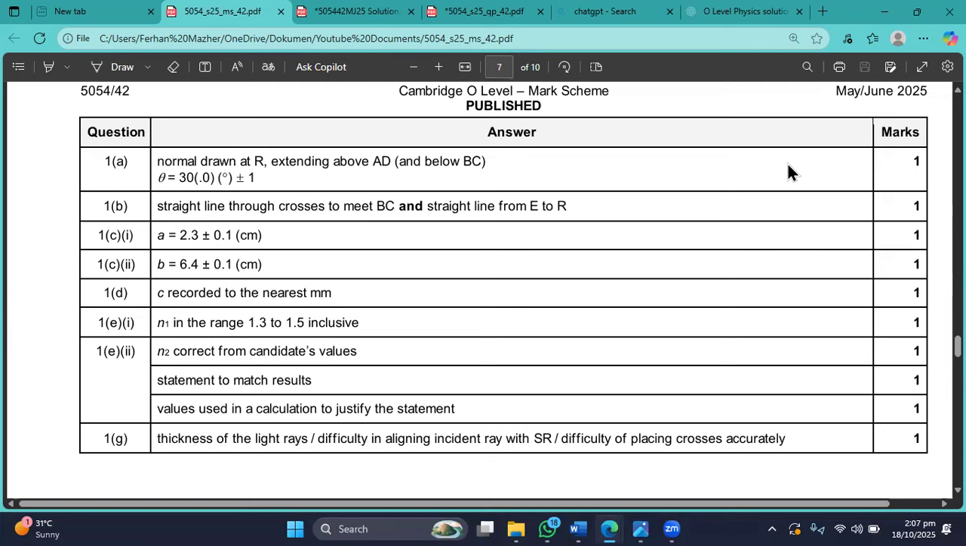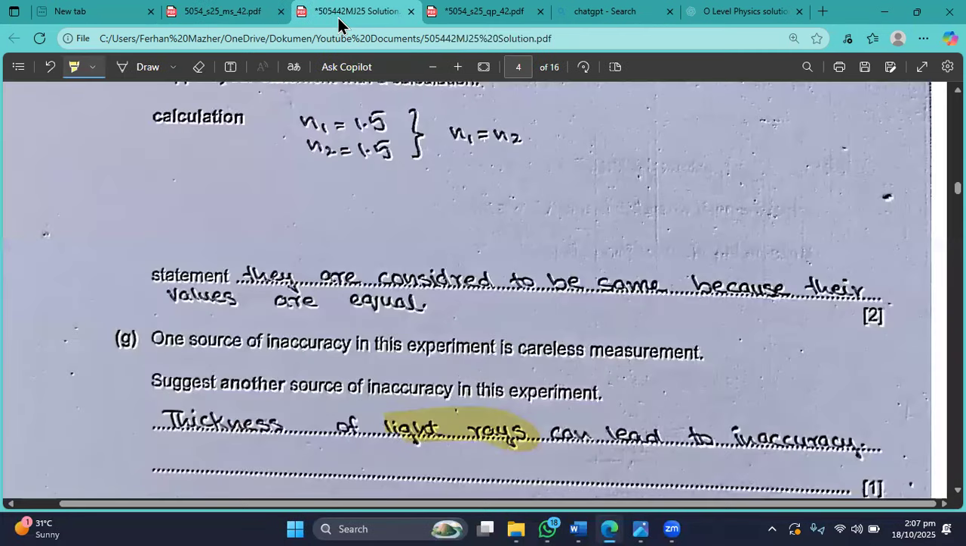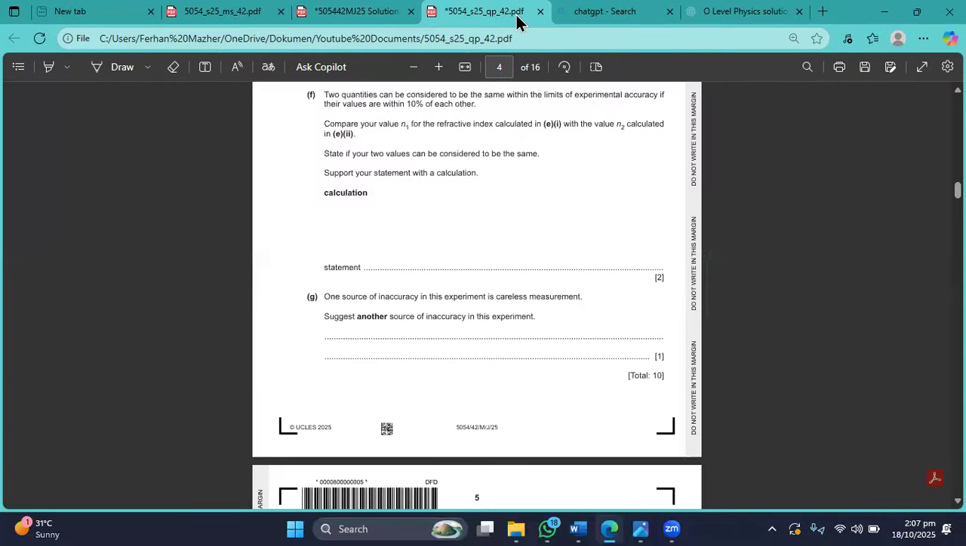So question number one, part G. I said that the answer should be sharp. He said that the thickness of the light can be misleading, because whenever we use a ray box, the beam should be very, very thin. Then you are able to point the position exactly and accurately. You can mark the position of the light on the paper. If the ray of light is thick, then it can be a problem, because every student can put crosses on different positions. So this is how you do question number one.